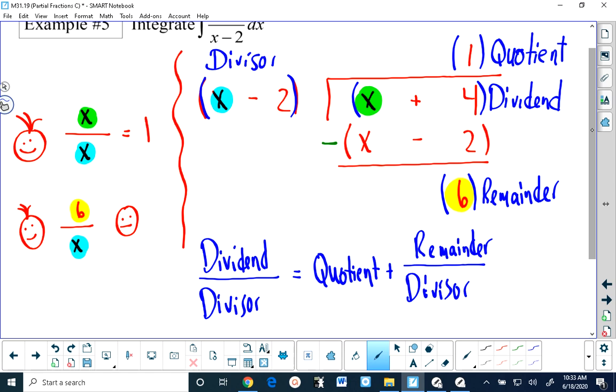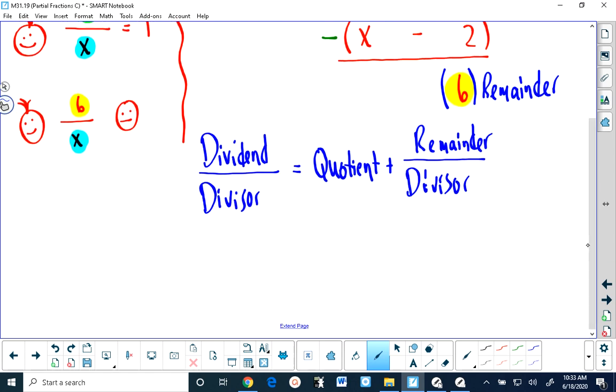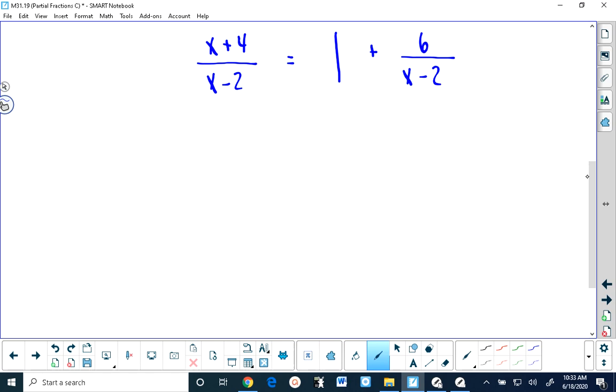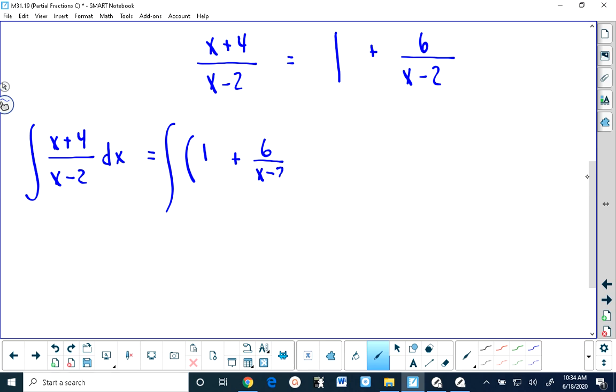So in our example, the dividend was x plus 4. The divisor was x minus 2. For the quotient, we got 1. And for the remainder, we got 6. Now, how does this help us out? Well, it helps us out because the original question was, what is the integral of x plus 4 over x minus 2? But since x plus 4 over x minus 2 is 1 plus 6 over x minus 2, we can change the question to what is the integral of 1 plus 6 over x minus 2.